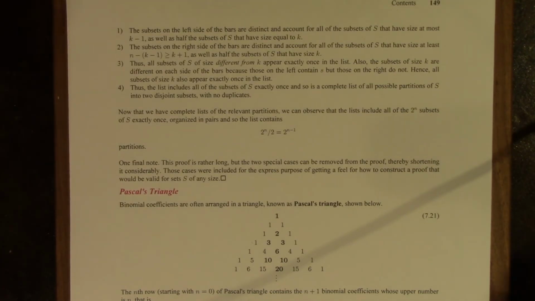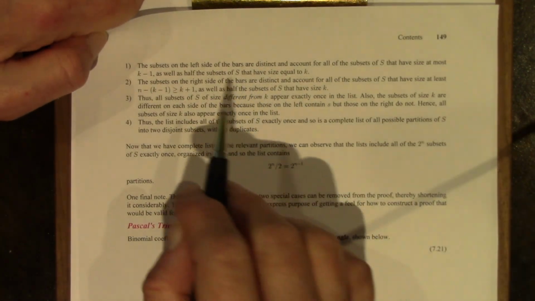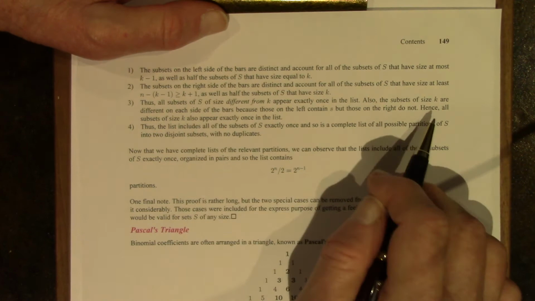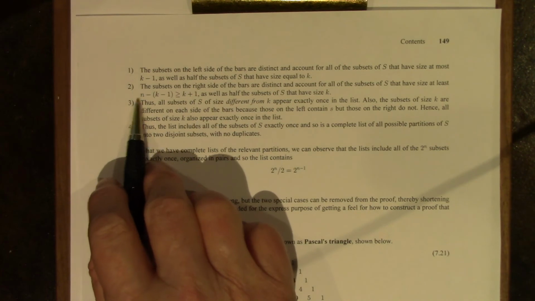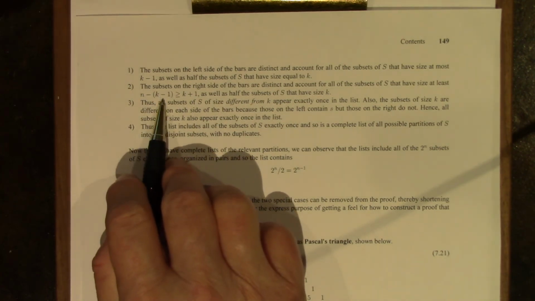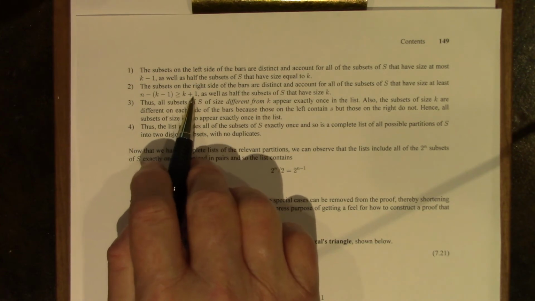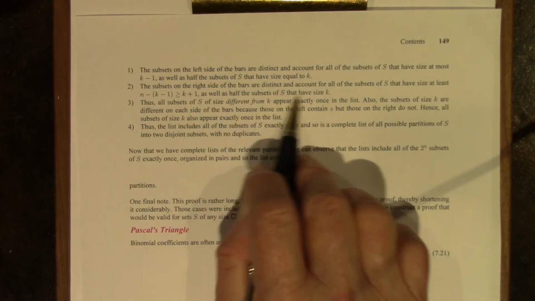So we can reason the same way we reasoned before. The subsets on the left side of the bars are distinct and account for all of the subsets of S that have size at most K minus 1, as well as half the subsets of S that have size equal to K. The subsets on the right side of the bars are distinct, because the ones on the left side are, and account for all the subsets of S that have size at least n minus K minus 1, which is at least K plus 1, as well as half the subsets of size K.